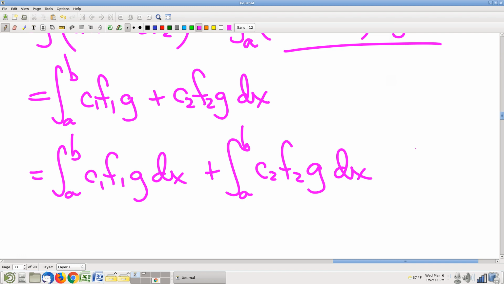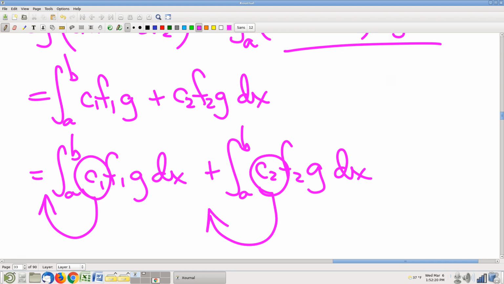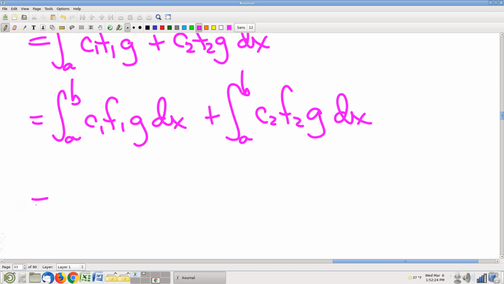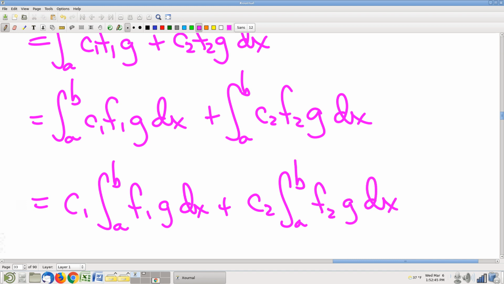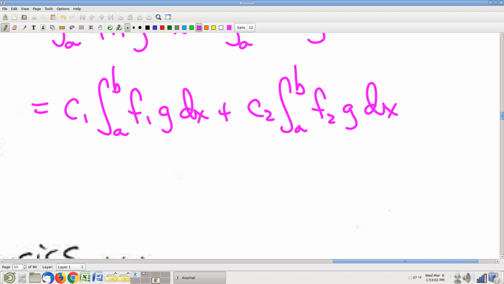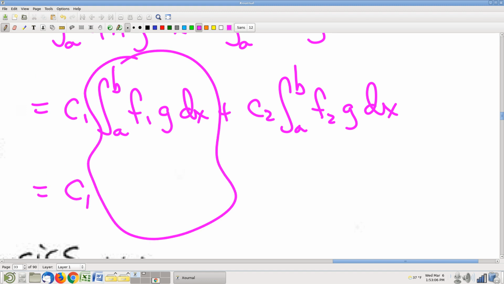Here's some more Calc 1 that I know y'all remember. Constants factor outside of integrals. So I can send those constants right to the outside, and here we get, excuse me, forgot to factor out my C1. C1 integral from A to B F1 times G dx plus C2 integral from A to B F2 G dx. Is everybody happy so far? Cited a couple of facts from algebra, a couple of facts from Calc 1, just rewriting the expression that I started with, gotten down to here, and then lo and behold, these things are familiar. This thing here is the definition of SG of F1.